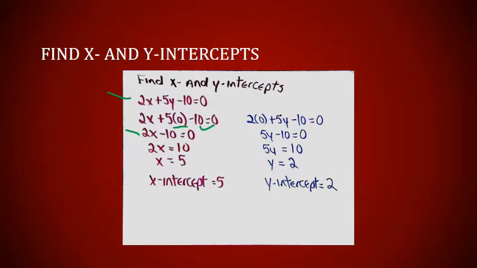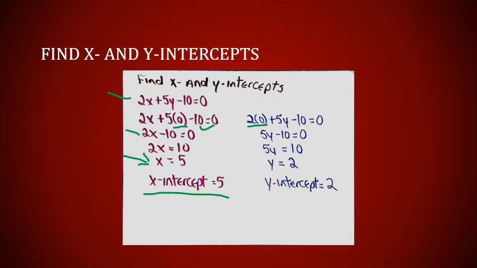I'm going to add 10 to both sides, and that gives me 2x equals 10. Now I'm going to divide both sides of the equation by 2, and I am left with x equal to 5, and that is my x-intercept for this equation, 2x plus 5y minus 10 equals 0. The x-intercept is 5.